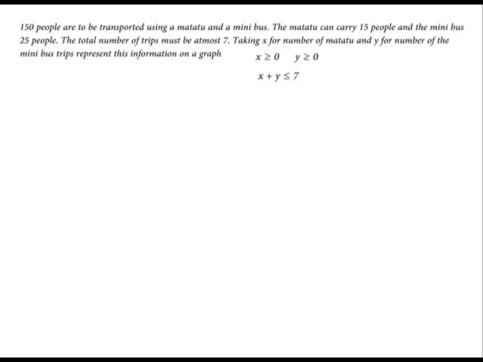Again, all the 150 people must be transported. So whatever number of trips will be made, the number of people transported must be 150 or more. So the inequality for the total number of people will be 15x plus 25y must be greater or equal to 150. That simplifies to 3x plus 5y is greater or equal to 30. So these are the constraints.